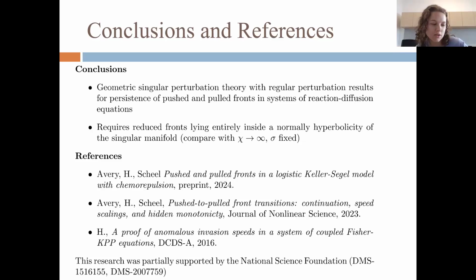Okay. And then you were saying we have an understanding of the stability of the selected front by knowing that the absolute spectrum is on R minus, but we don't have that isolated eigenvalue at 0. So what does that mean for the pulled front? Yeah, so in terms of stability, that's a great question.